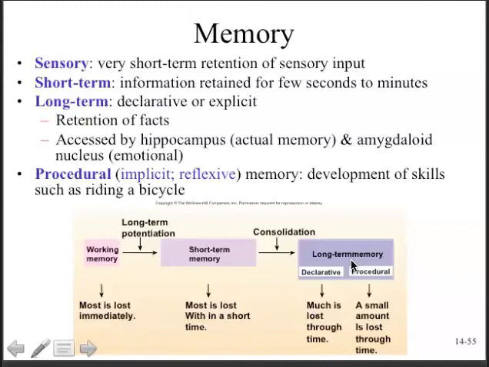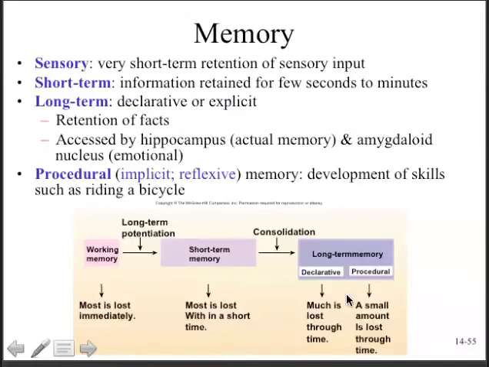Now, that's not to say that they're in exactly the same place in every individual. There can be some variability. It's entirely possible. But we do know that there's a physiochemical mechanism that allows this information to be shuttled from place to place. A lot of working memory is lost right away. Short-term memory is often lost within a short time, whereas long-term memory tends to stay around a little bit longer. Some declarative long-term memory is lost through time, and procedural memory only loses a small amount through time. Procedural memory involves more kinesthetic processes than declarative memory.